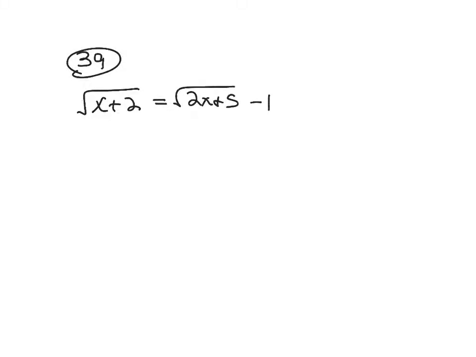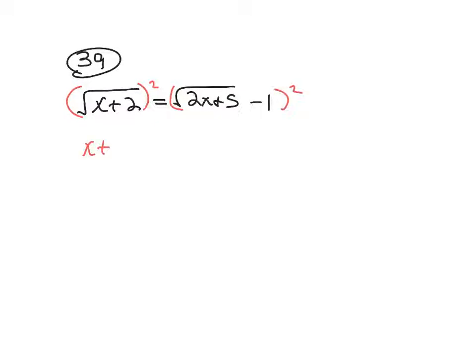Next one is 39. I have the square root of x plus 2 equals the square root of 2x plus 5 minus 1. Again, isolate one of the radicals. It is isolated, so now I square both sides.